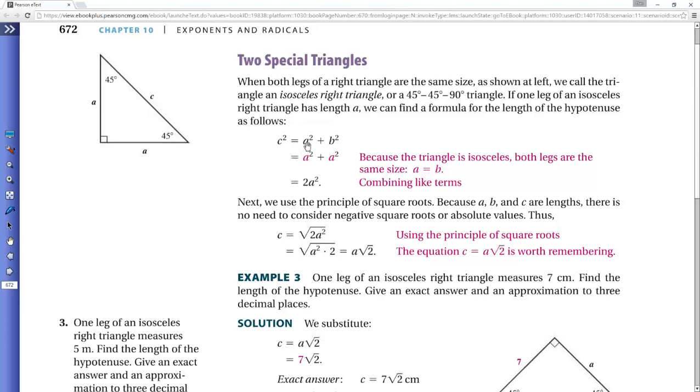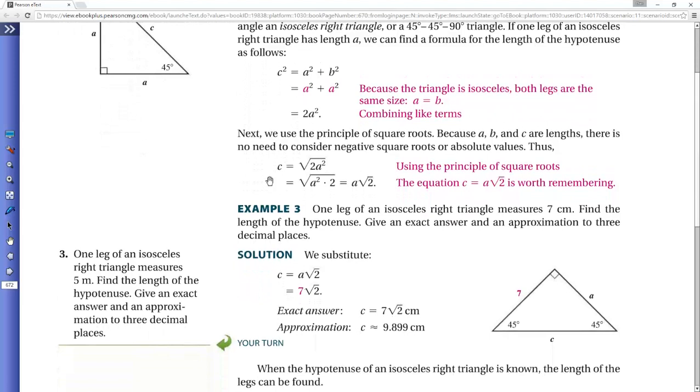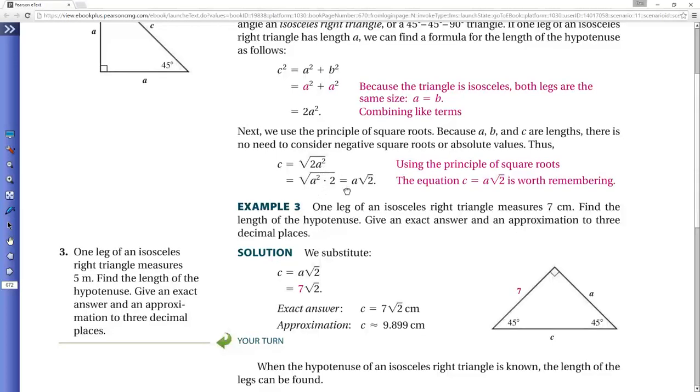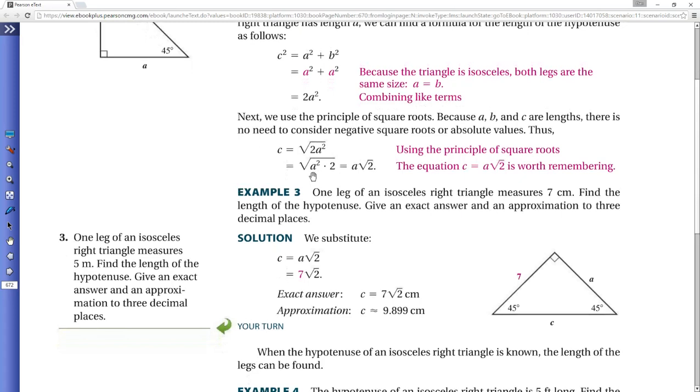So the legs of the right angle are A squared plus B squared in the Pythagorean theorem. Well, in this special case they're the same, so it's A squared plus A squared. So you end up with 2A squared. So C, the hypotenuse, would be C squared equals 2A squared. Then C would have to be the square root of 2A squared. If I simplify that, I end up with the square root of A squared is A, and the square root of 2. So C equals A square root of 2.